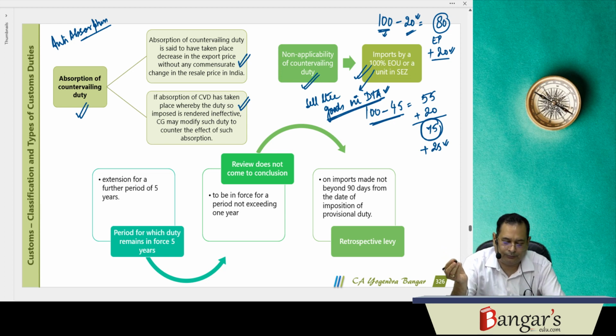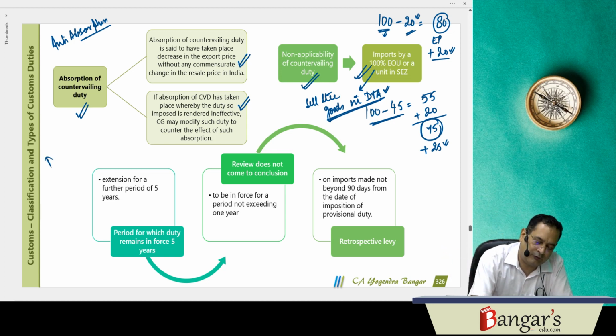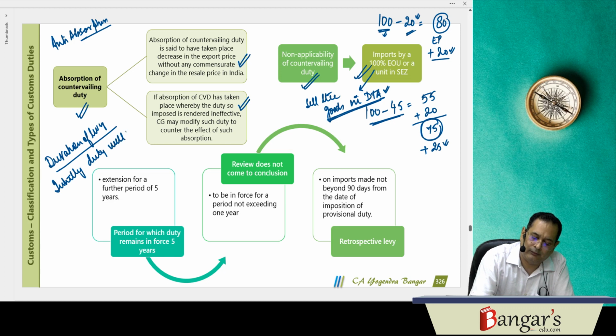Now here, the duration of levy: initially, duty will be levied provisionally.